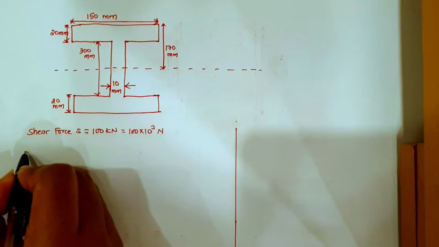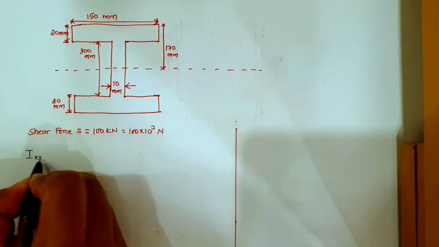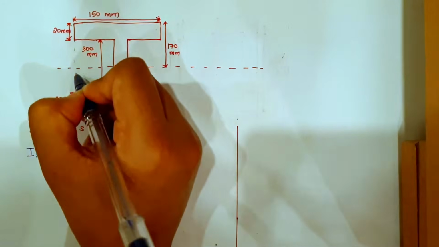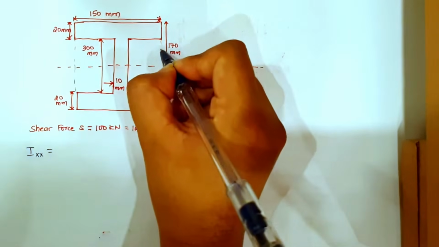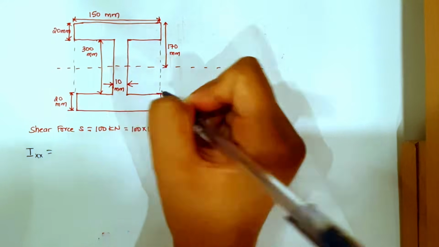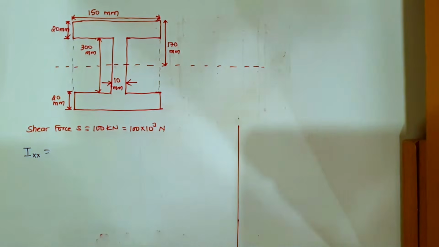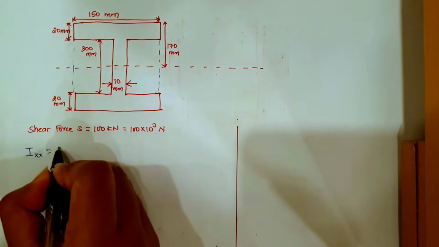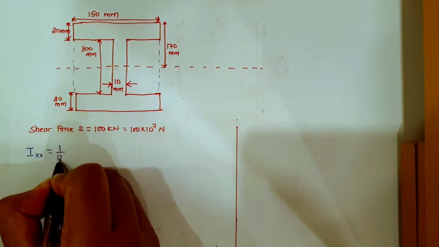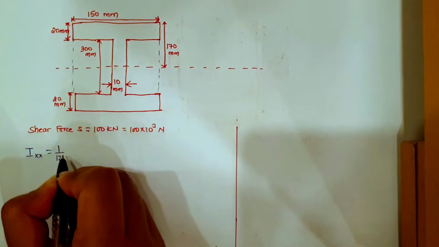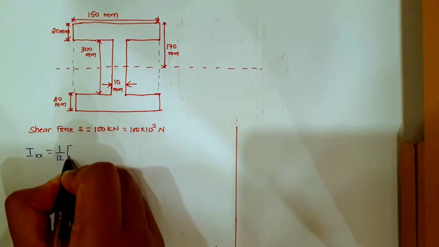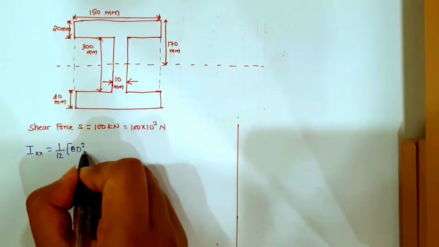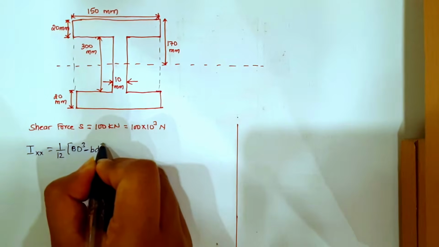So how do we find moment of inertia Ixx? Okay, so this is the I section. Now if I make this I section into a hollow rectangular section by drawing this imaginary line here, this symmetrical I section, I can make a hollow rectangular section. So for a hollow rectangular section, to find Ixx, the formula is 1 by 12 BD cube of the outer rectangle minus BD cube of the inner rectangle.